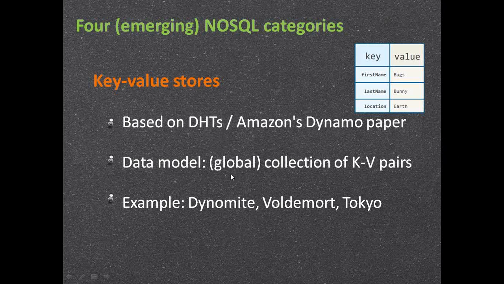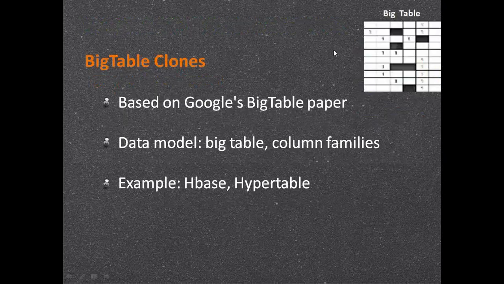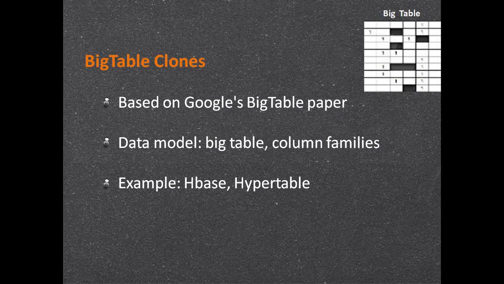It will be based on the data model. It will be like a collection of key value pairs. Example, DynamoDB and some other databases are there. So the data will be stored as key value pairs in the key value stores. And coming to Bigtable clones or the column-oriented databases, mostly the column-oriented databases will follow Bigtable. Bigtable is the Google concept. Based on the Bigtable papers only, they have introduced the column-oriented databases.